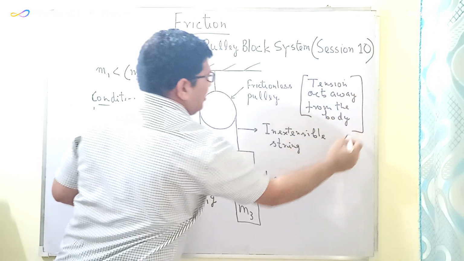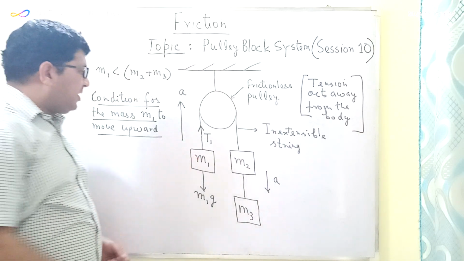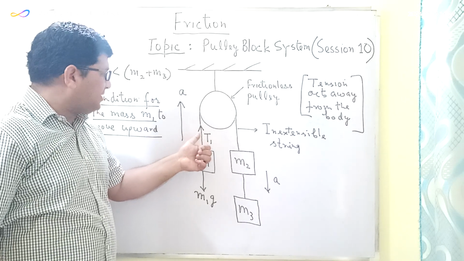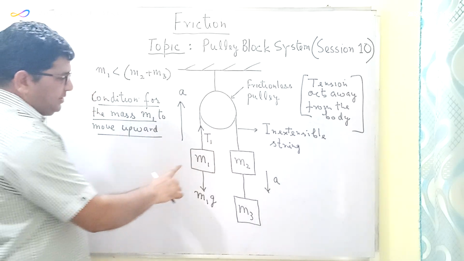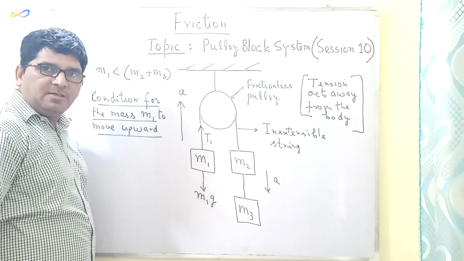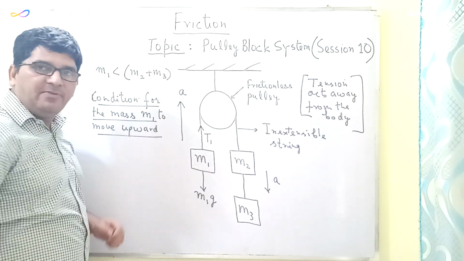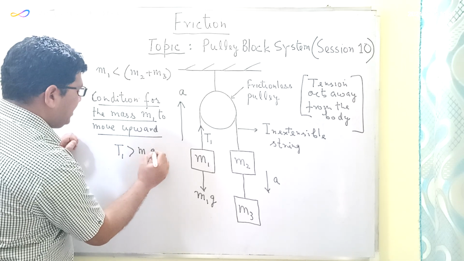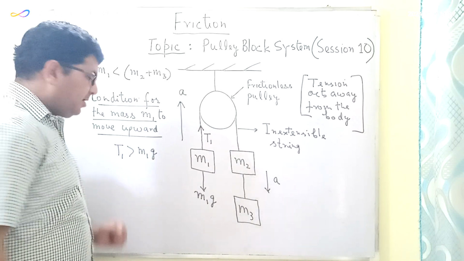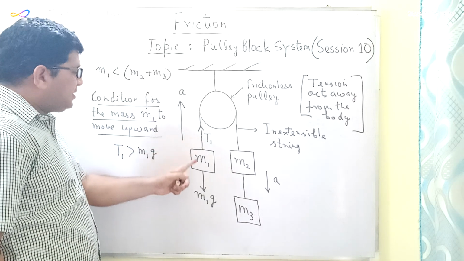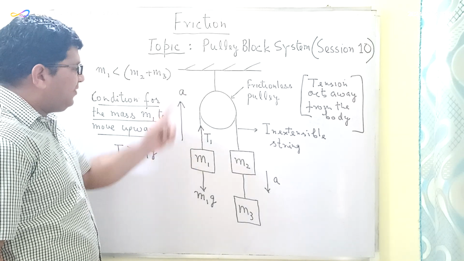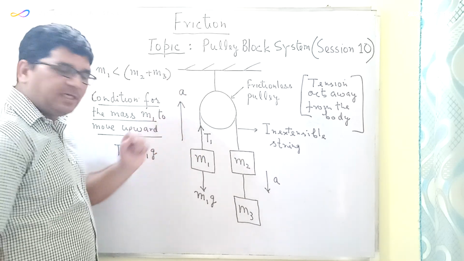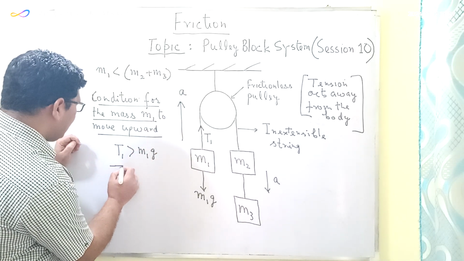This is important. Since the tension acts away from the body, this tension will be acting in the direction indicated by this arrow. And since mass m1 is moving in the upward direction, this will happen only when T1 is greater than m1g. Or we can say that this block m1 will move in the upward direction when there is a net force acting on it in the upward direction. So what is the net force acting on this block m1?